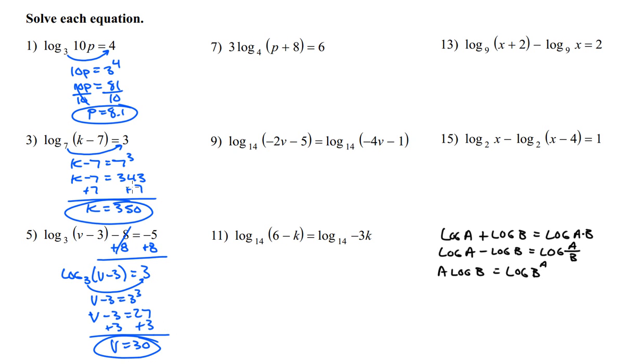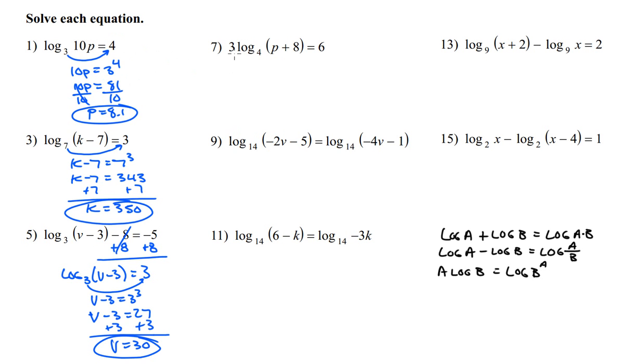Okay? Now, officially, we need to plug these in to double check to make sure that they all work. We just can't take the log of a negative number, but 350 minus 7 is fine. That's positive. 30 minus 3 is fine. 8.1 times 10 is fine. So those are all good. But later on, it's going to cause us some troubles, but we'll take a look at that when that happens.